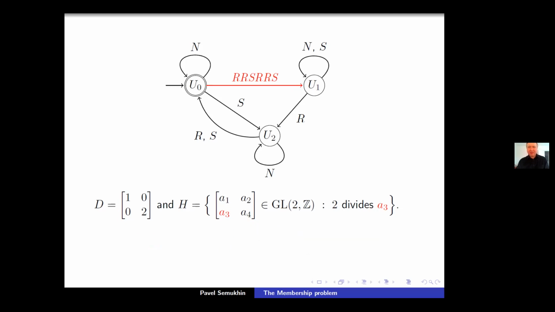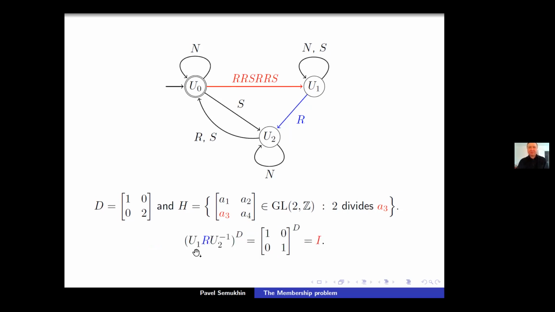Next, let us consider, for example, this transition here from U1 to U2, also with label R. In this case, we need to compute U1 times R times U2 inverse, which happens to be the identity matrix. So when we conjugate it with D, we still get the identity matrix. And the identity matrix is represented by the empty word. So we just replace this transition by an epsilon transition. And this is how these replacement rules look.